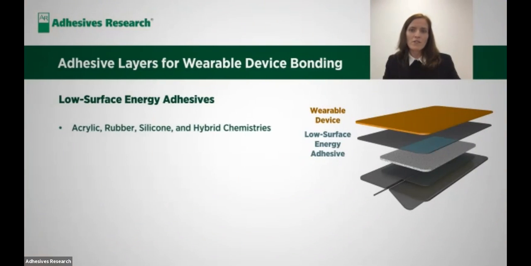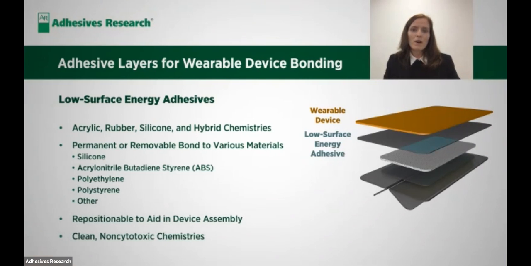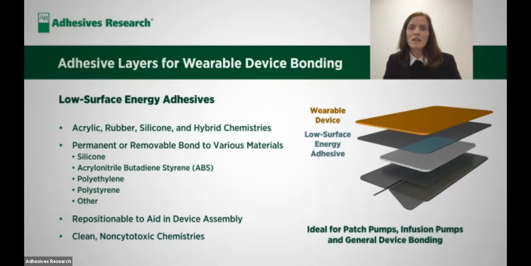So let's look at our low-surface energy adhesives that are typically required for bonding components in medical devices. So you have different options possible. You've got acrylic, rubber, silicone, and hybrid chemistries. You can achieve a permanent or removable bond depending on the application requirements. They can be provided as a transfer film, so that's just on its own with 2 release liners, or in combination with a skin adhesive as a double-sided tape. The selected formulation needs to contain clean, non-cytotoxic chemistries. They're ideal for patch pumps, infusion pumps, and general device bonding.